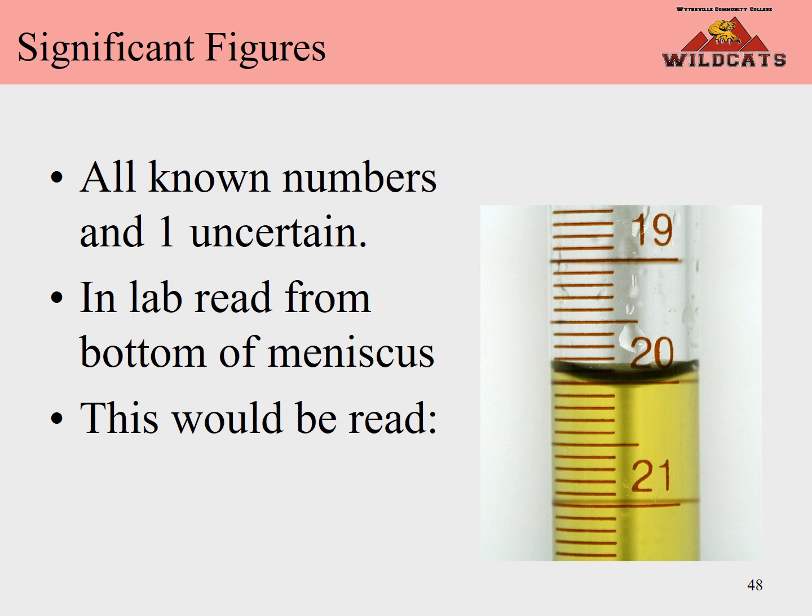In lab, we read from the bottom of the meniscus. Here we've got a graduated cylinder. If you notice, the bottom of the meniscus is just touching that big long line underneath the 20. So we would read this as 20.00 milliliters, because it's not 20.1, which would be the small line just below. And if you notice, this one is going to be 21.00 milliliters.